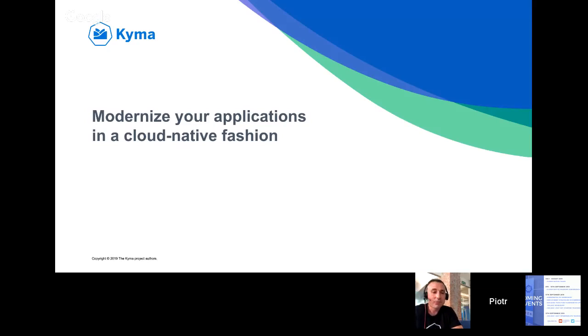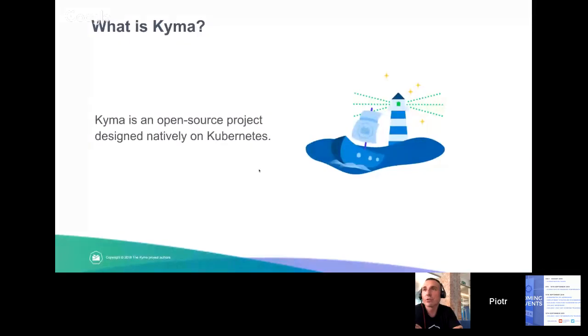So first, I would like to introduce Kyma to you. Kyma, what is it? Kyma is an open source project designed for Kubernetes. So we do not hide Kubernetes. Kyma is built on top of Kubernetes and contains a lot of applications from the cloud native landscape that are heavily used in the Kubernetes world. We added a couple of things on top of Kubernetes to make extensibility of applications easier.